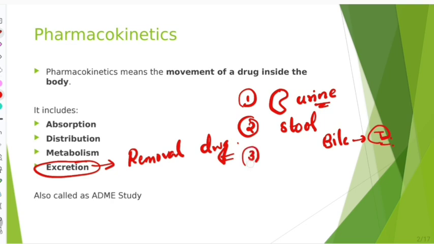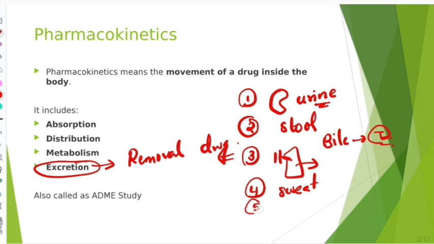ഇനി ദ തേർഡ് റൂട്ട് ഓഫ് എക്സ്ക്രീഷൻ ഇസ് ത്രൂ ലങ്സ്. ഓക്കെ, ഈ വോളറ്റൈൽ സബ്സ്റ്റൻസസ് ലീവ് ത്രൂ ലങ്സ്. ഫോർ എക്സാമ്പിൾ, ചില അനസ്തെറ്റിക് ഗ്യാസസ്, ജനറൽ അനസ്തെറ്റിക് ഗ്യാസസ്, ദേ ആർ എക്സ്ക്രീറ്റഡ് ഫ്രം ദ ബോഡി ത്രൂ ലങ്സ്. നെക്സ്റ്റ്, അനദർ റൂട്ട് ഓഫ് എക്സ്ക്രീഷൻ ഇസ് സ്വെറ്റ്. സ്വെറ്റിൽ കൂടെയും ഡ്രഗ്സ് ചെറിയ എമൗണ്ടിൽ ബോഡിയിൽ നിന്ന് പുറത്ത് കടക്കാറുണ്ട്.